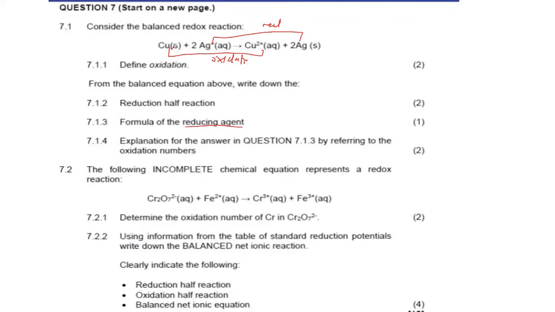So looking at the copper, it is the one that is being oxidized to the copper 2+ ion. So that means Cu here is the reducing agent. It is the substance that is being oxidized. So our answer there is Cu.